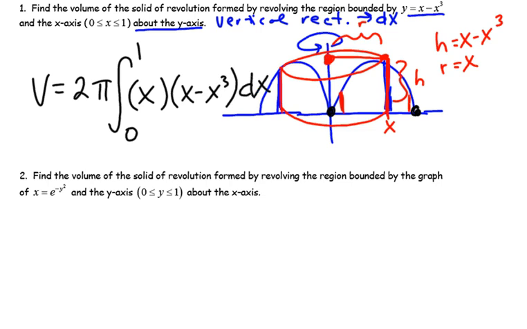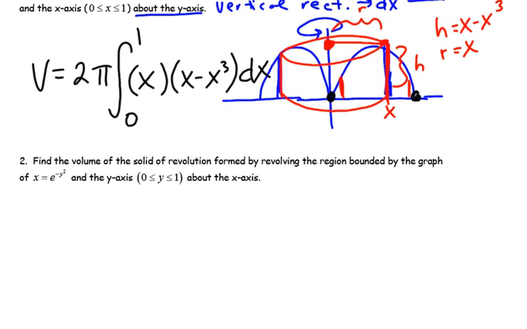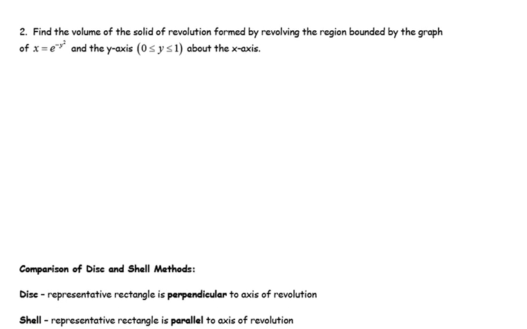And that is my answer. Of course I could simplify that, but I'm not worried with that for today. Again, you want to find R and H, and that's probably the hardest part for this. So let's keep trying some examples.